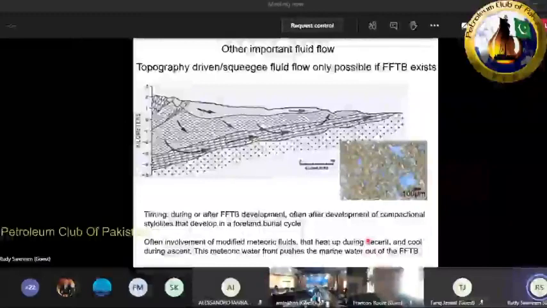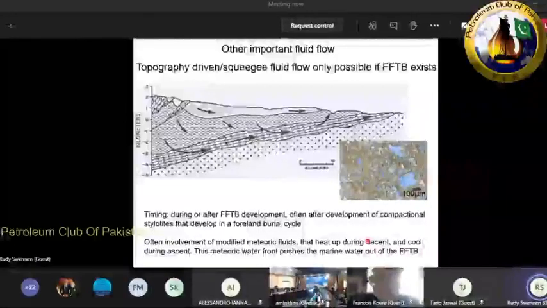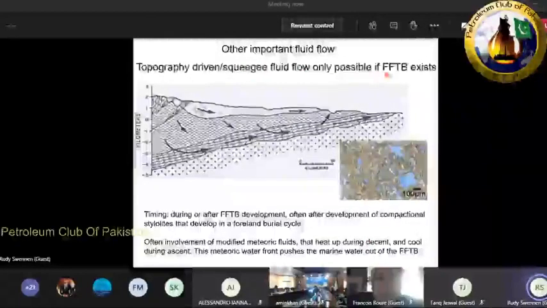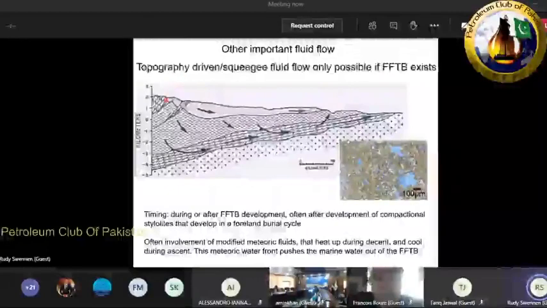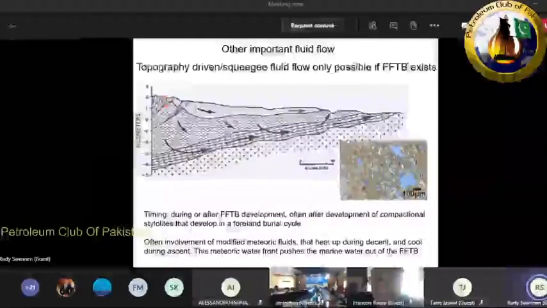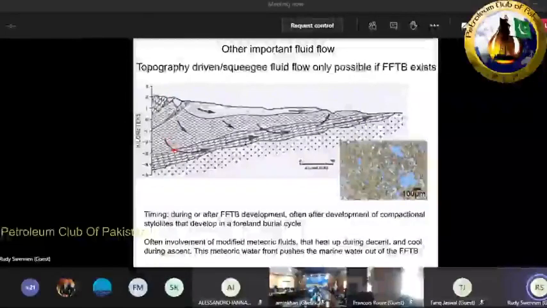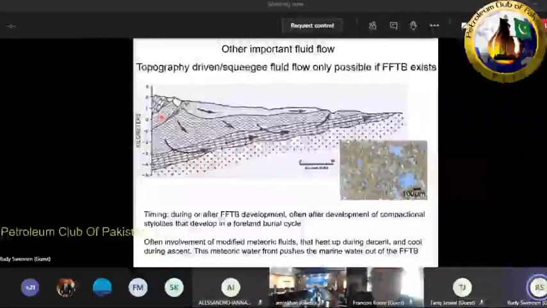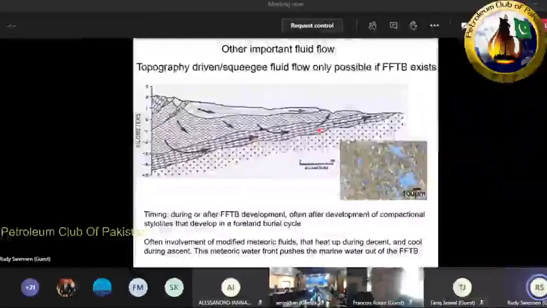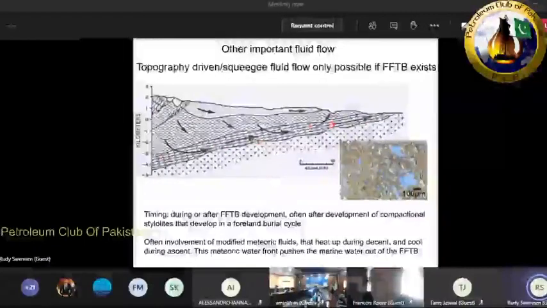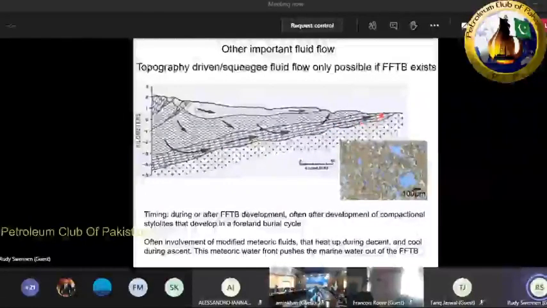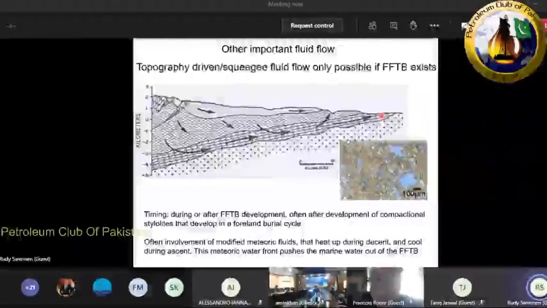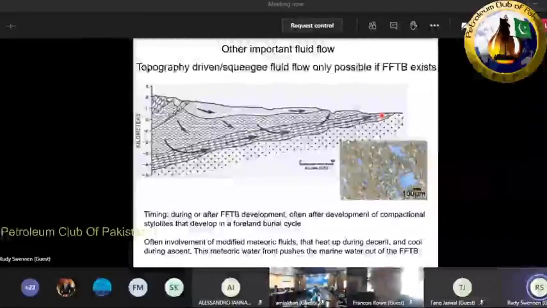Another very important process that creates porosity is what we call topography-driven or squeegee fluid flow in foreland fault and thrust belts. So we have meteoric water which is infiltrating in the elevated areas. It's heating up when it's going down into the system, and it's squeezed out of the foreland fault and thrust belts. But by squeezing out of the system, it very often will cool. And Francois already indicated that cooling of formation waters is a system which can create some porosity.